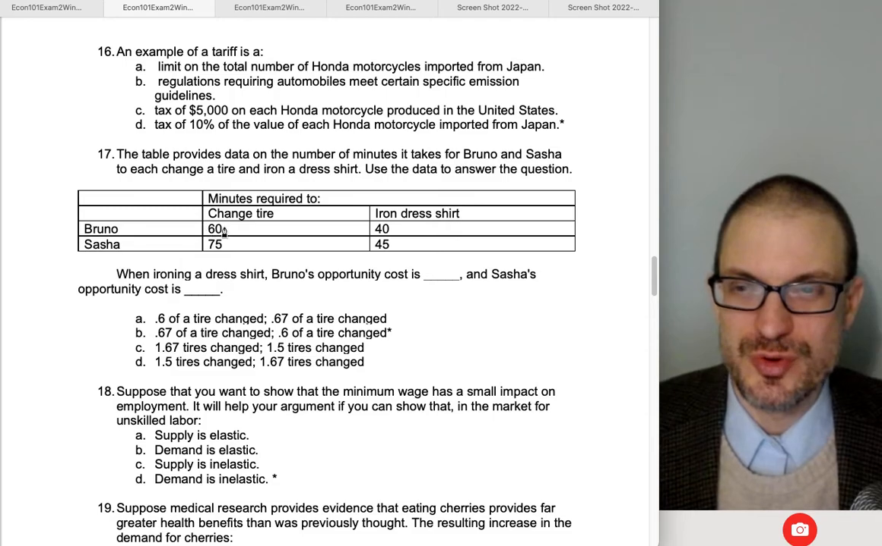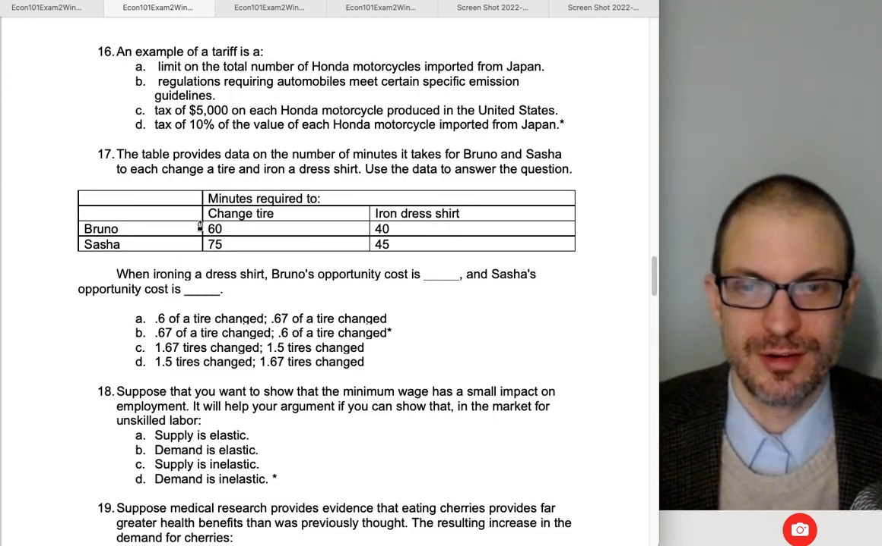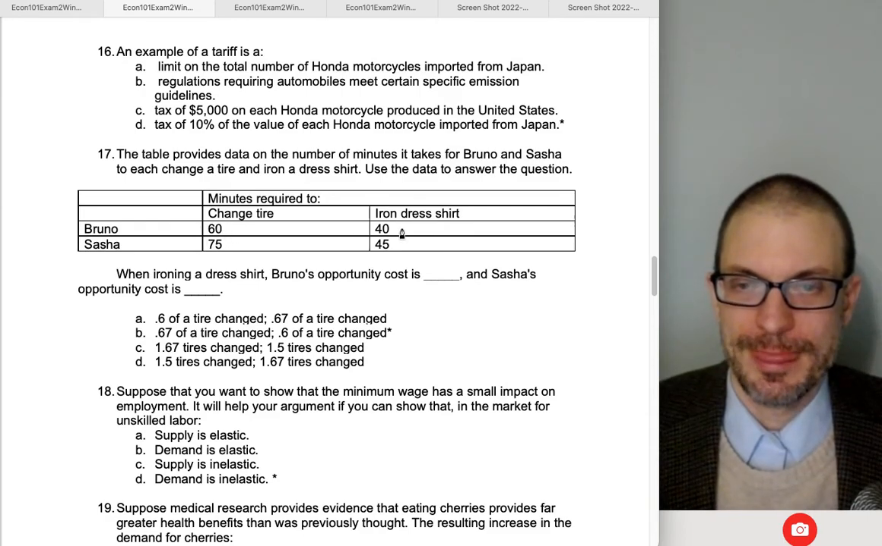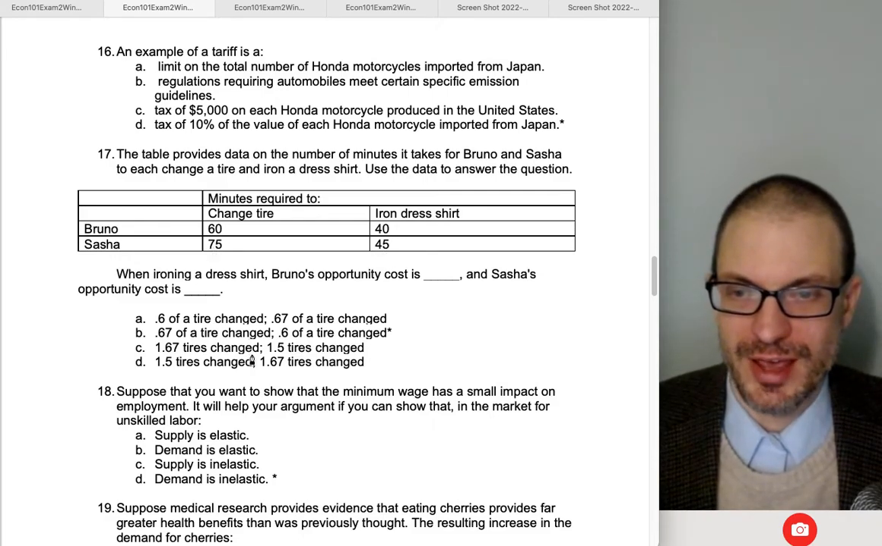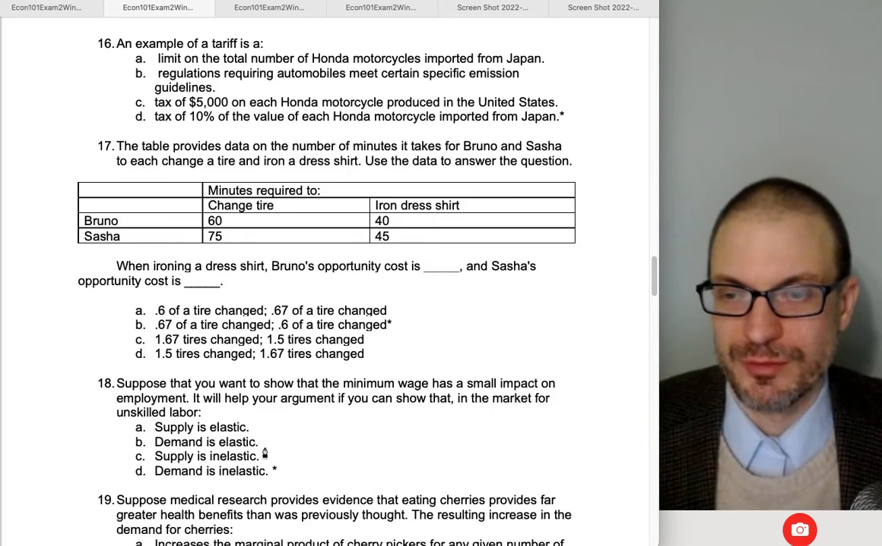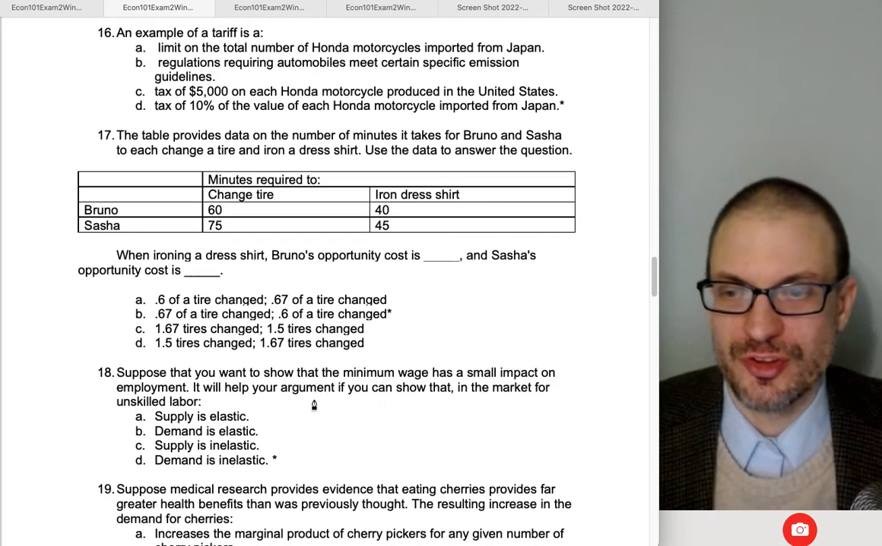40 minutes is 2/3 of the time necessary to change a tire, right? It takes 60 minutes to change a tire for Bruno. After 40 minutes, Bruno would have ironed a dress shirt, but would have 20 minutes left on changing the tire. So ironing a dress shirt is going to take less time. However, those 40 minutes are 40 divided by 60, or 2/3 the time necessary to change a tire. And then for Sasha, it's 45 divided by 75. Yeah, that's 0.6.